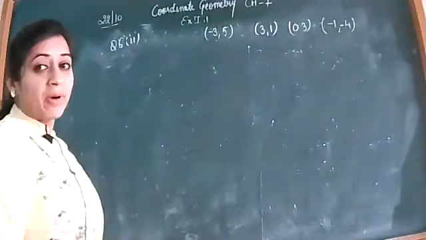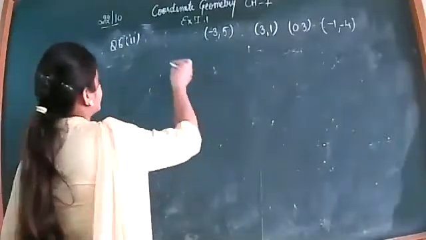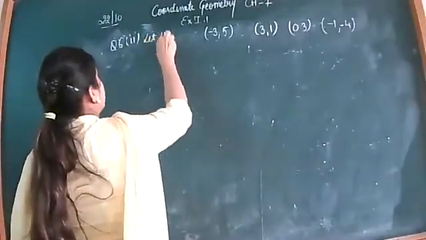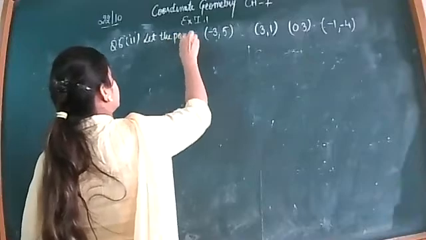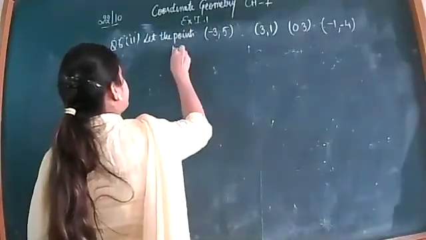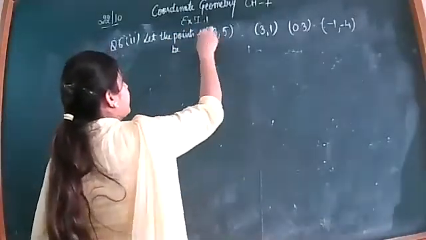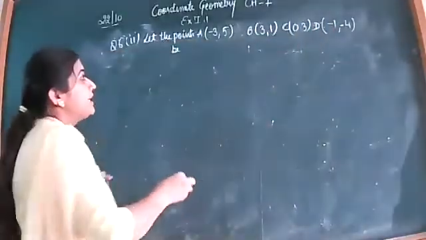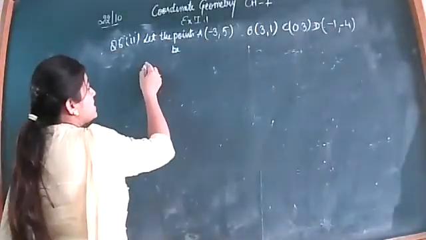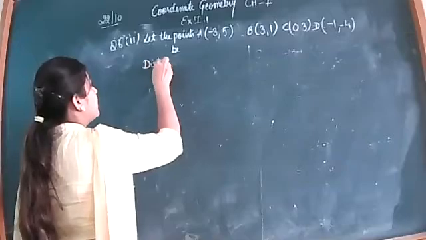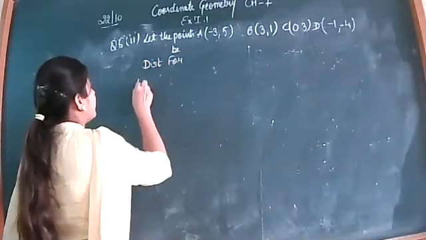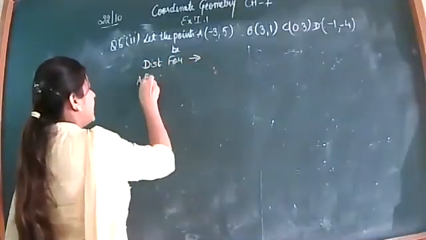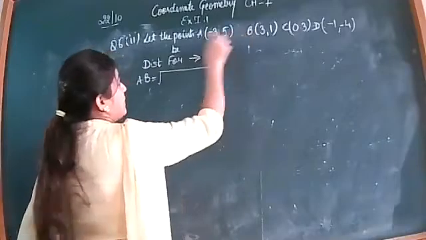Question number 6, second part. Again, the 4 coordinates are given to you. You will give them the name. Let the points be A, B, C and D. Now again, let's find the length of AB, BC, CD. Firstly, you will write the distance formula. Then you will find AB.